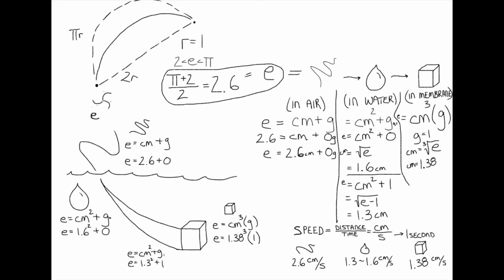We're used to the speed of light being a large number. This is the speed of light in a vacuum. Here, we're relating the speed of light as it moves through the air, the water, and a membrane.